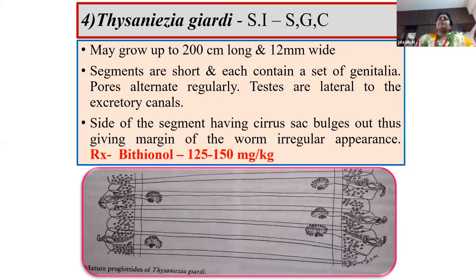It is also called Helictometra. The segments of this tapeworm are short and contain a single set of genitalia, and the testes lie lateral to the excretory canal, and the side of the segment has serous sacs. So this bulges out, giving an irregular appearance to the margin of the tapeworm. The genital pores are irregularly situated, alternately, and eggs pass from the uterus into a large number of paruterine organs, and the pyriform apparatus is absent in the eggs of this Thysaniezia giardi tapeworm.